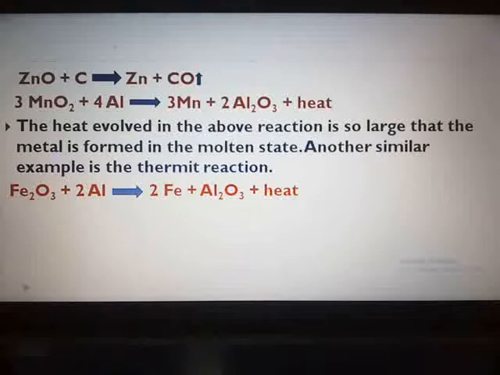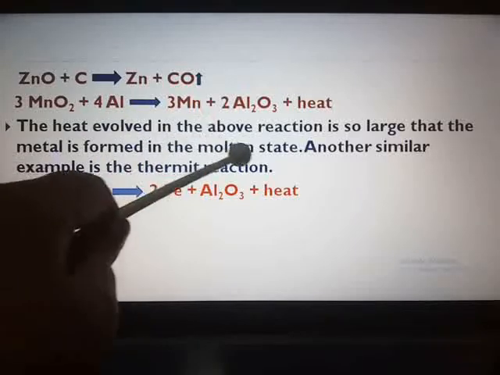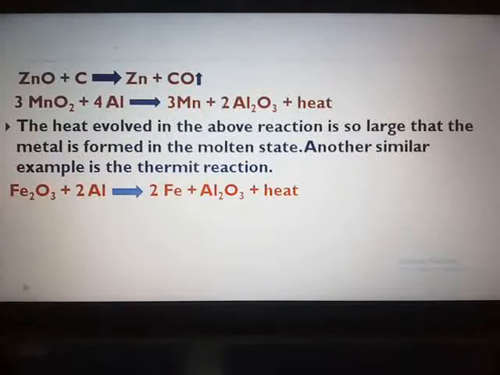Now in your textbook, page number 105, thermit welding, that diagram, that part they have removed from the syllabus, but the thermit reaction is there. Many times students ask the question, teacher, thermit welding is removed, so what about the thermit reaction? Yes, it is not removed from the syllabus. So you have to prepare the thermit reaction.